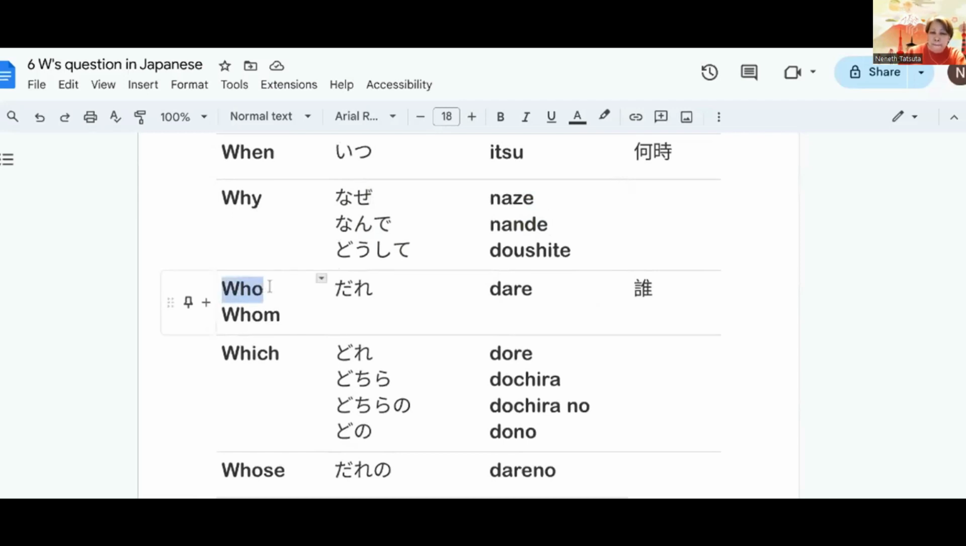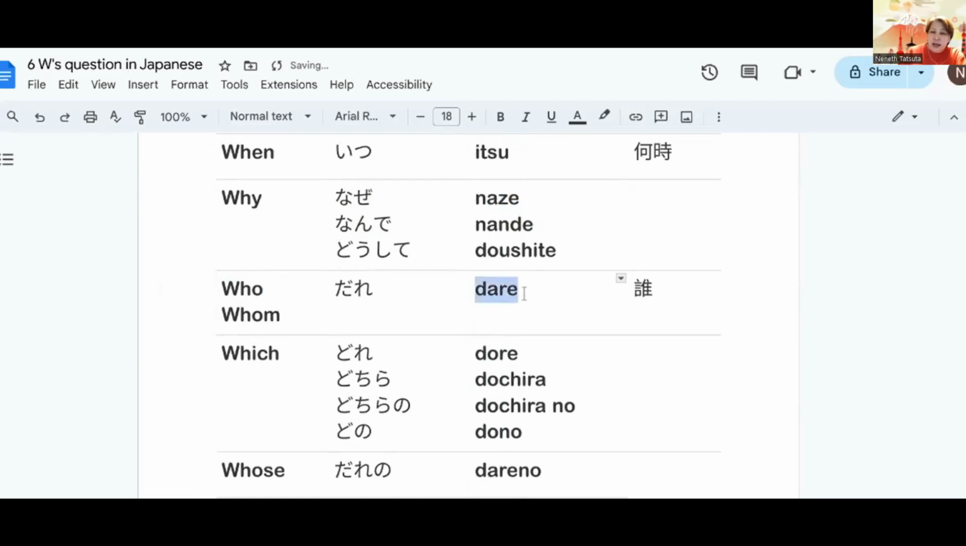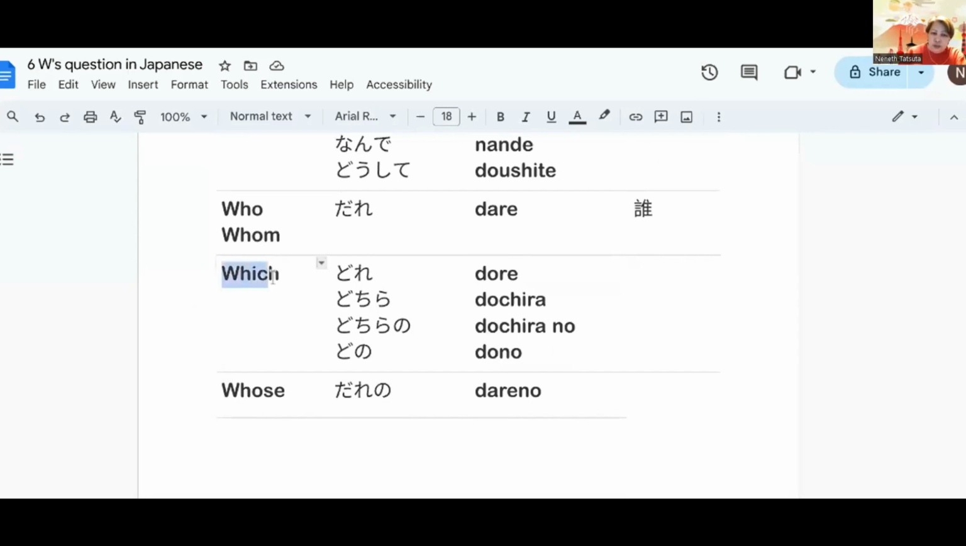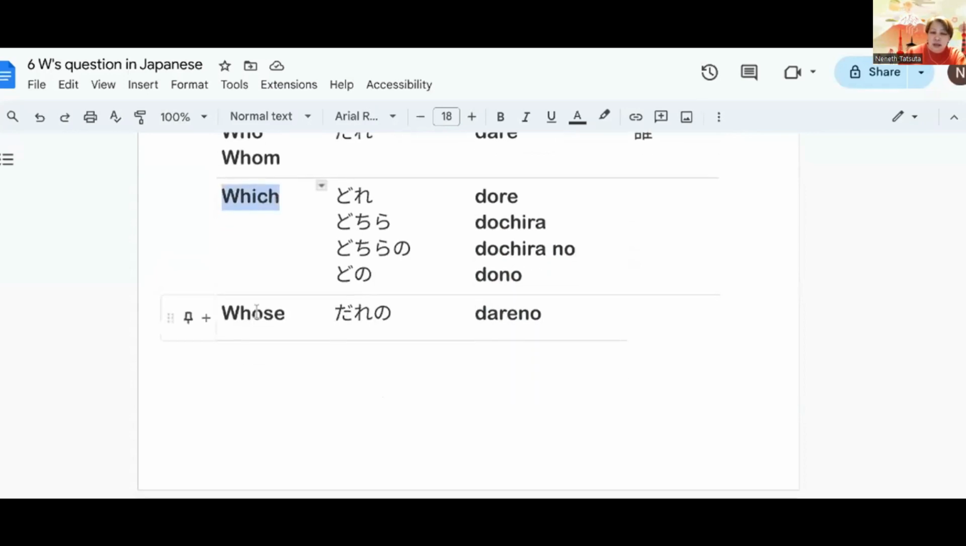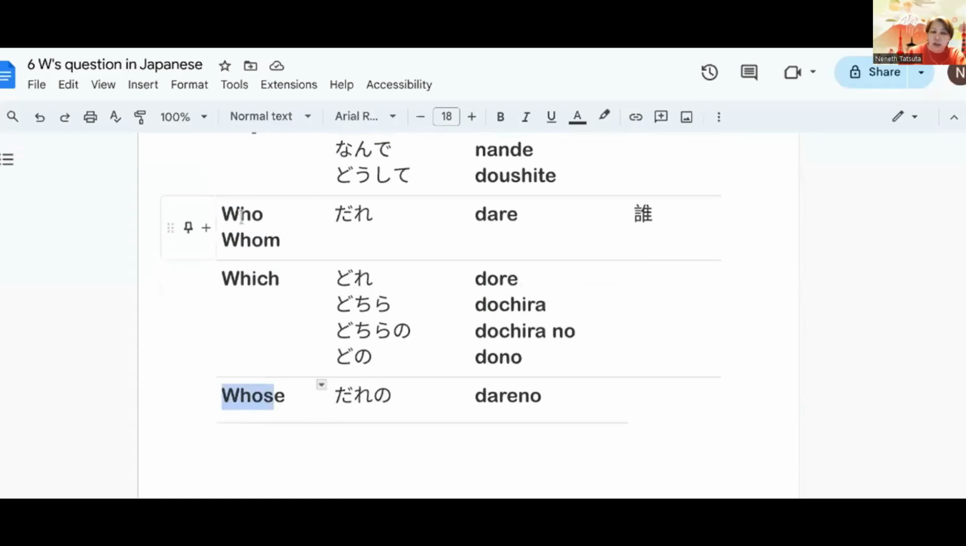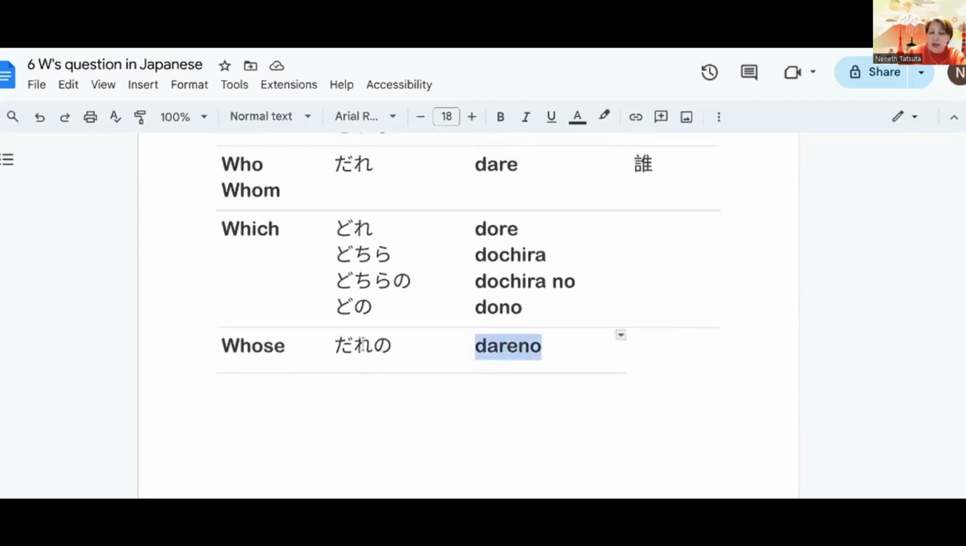Now, your who is dare. Dare desu ka? Who are you? Dare, the desu, and then the ka. So dare desu ka is who are you? So who refers to dare. Next, which. Which can be dore, dochira, dochira no, dono. Can be used for which. And then we have the whose, but the whose falls under the who because it is the same, dare. Dare no, whose.